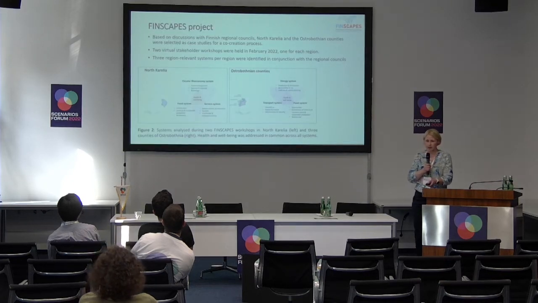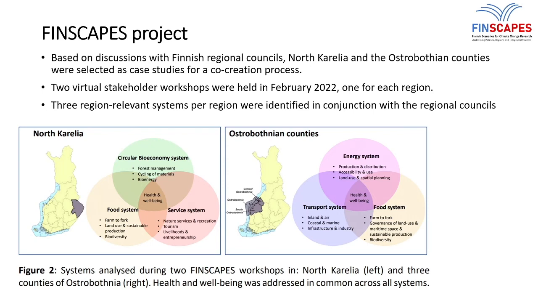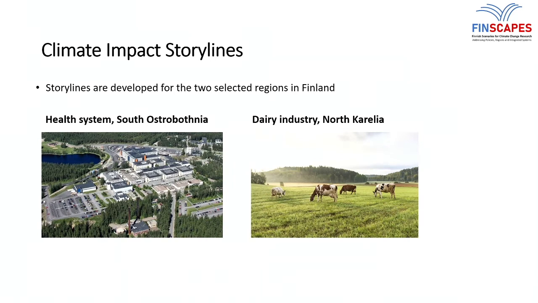In the project, it was decided, based on stakeholder discussions, to focus the work on two regions in Finland: North Karelia in the eastern part of Finland, and three neighboring Ostrobothnian counties in the western part of Finland. In the stakeholder discussions, region-relevant systems were identified, and the SSP work is now continuing on these systems.